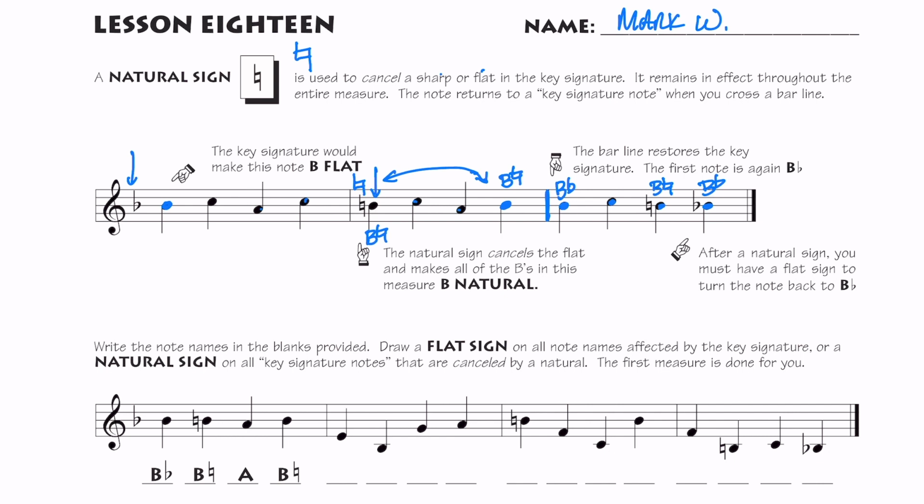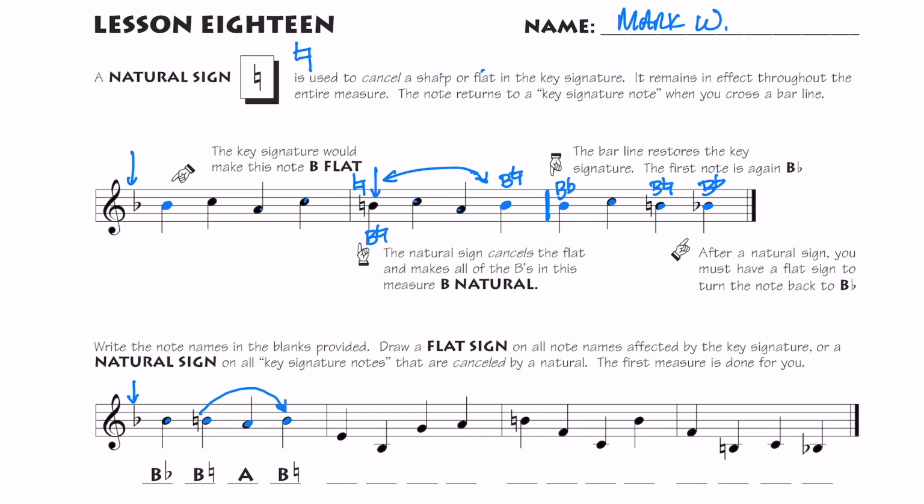All right, so we're going to put that knowledge to work here. In this line right here, I have a B flat. So any B's that are by itself in a measure without a natural sign before it is going to be B flat, or I use a natural sign to cancel the B flat. All right, the first measure is done for you. B flat, B natural, A. That's not a key signature note, so it's just A. So this natural also cancels that note.